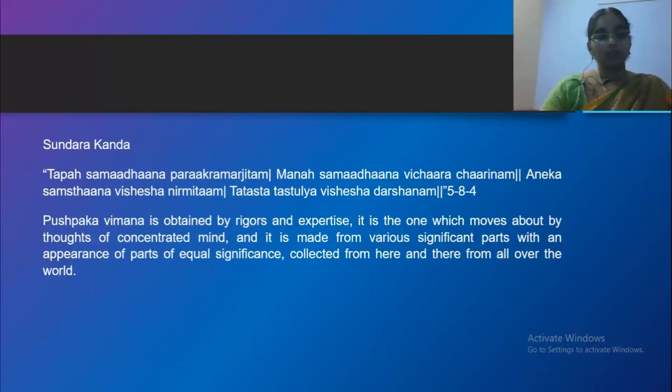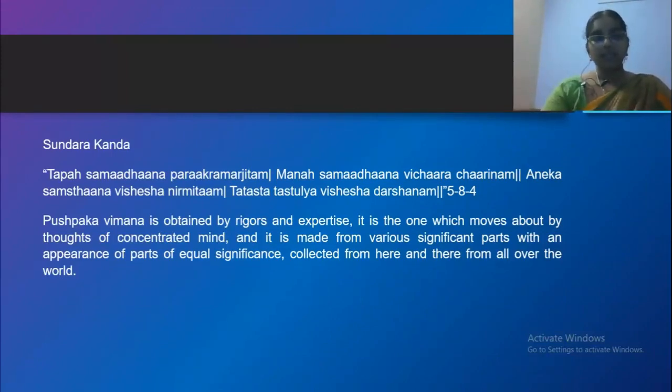So the next sloka which I am going to explain is about the Sundara Kanda. In this they have described the Pushpaka Vimana. It is obtained by rigors and expertise. It is the one which moves about by thoughts of concentrated mind, and it is made from various significant parts with an appearance of parts of equal significance, collected from here and there from all over the world.